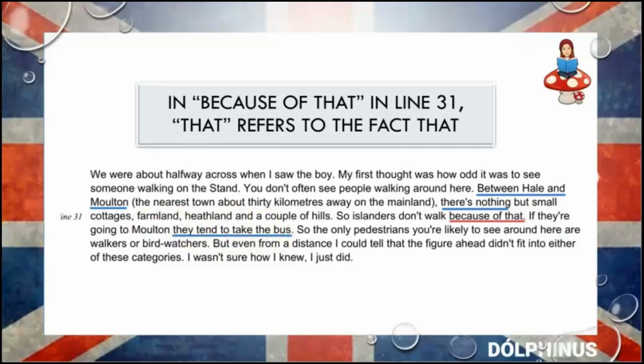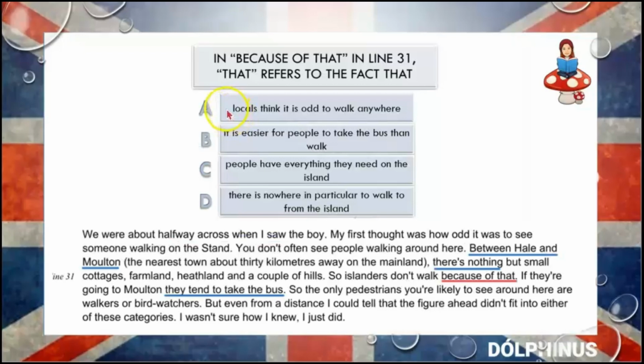So now that we've got the idea, we go to the multiple choice. A, locals think it is odd to walk anywhere. Now, this odd and odd here, my first thought was how odd it was to see someone walking on the stand. There are two things to mention here. They're using the same word odd in the multiple choice and in the text. So it's a distraction. Second, it's her thought. It's not the locals' thought.